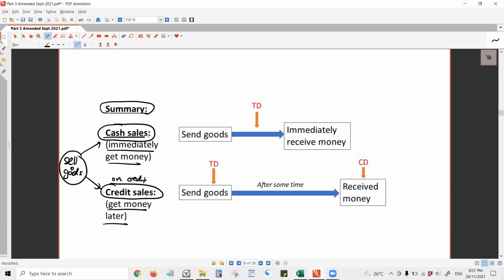So for cash sales, you get money on the spot. When you send goods to them, would you know how much customers are buying? Yes or no? What do you think? You type in the chat box, yes or no. When you are sending goods to your customer, would you have known how much customers are buying?